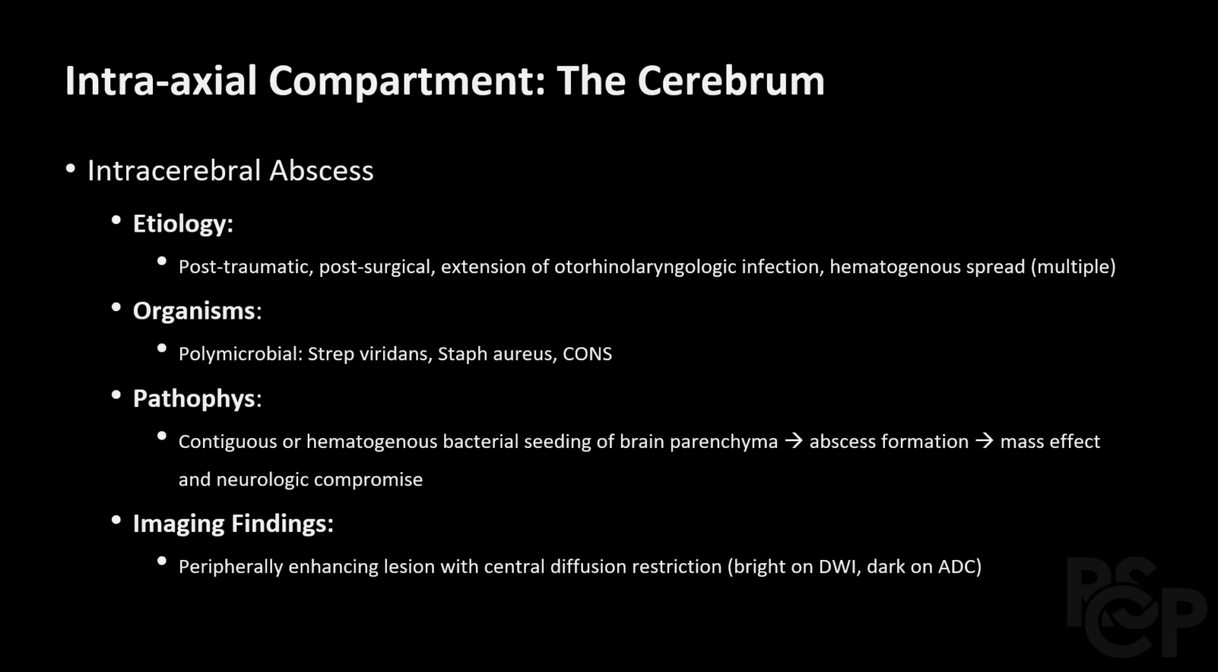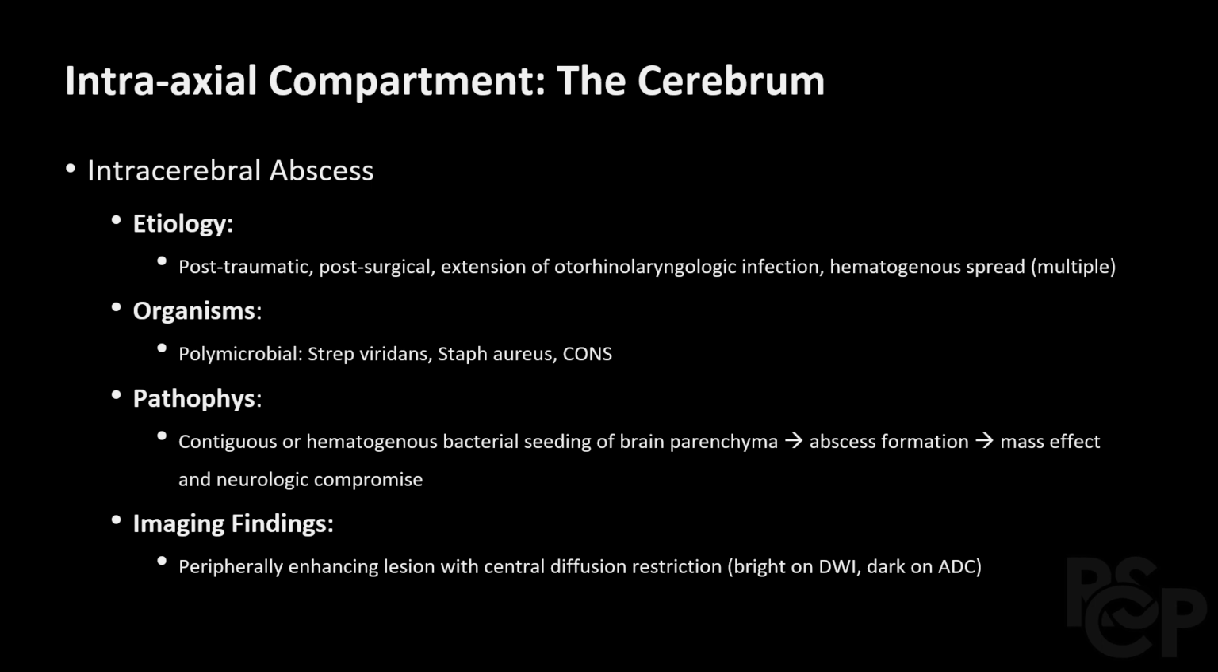The next entity that we'll cover is an intracerebral abscess. Etiology can be post-traumatic, post-surgical, due to extension of a surrounding infection, or due to hematogenous spread of bacteria, in which case you tend to see multiple intracerebral abscesses. Organisms that are implicated tend to be polymicrobial. However, most commonly you'll see Strep viridans and Staph aureus. In terms of pathophysiology, this is due to contiguous or hematogenous bacterial seeding of the brain parenchyma, which causes the formation of a walled-off abscess. This can have mass effect, causing compression of the neural structures, leading to neurologic compromise.